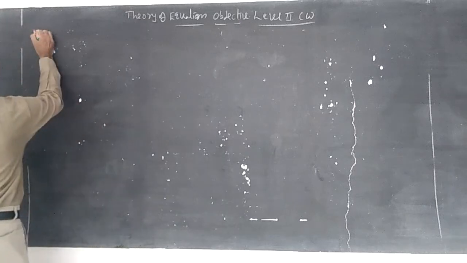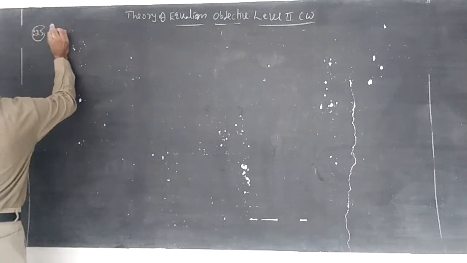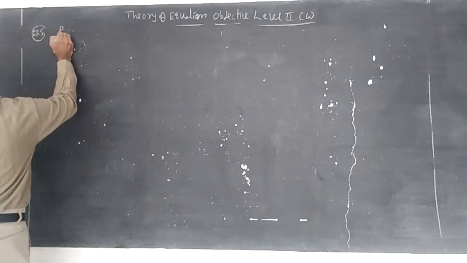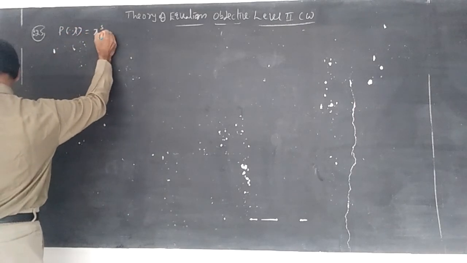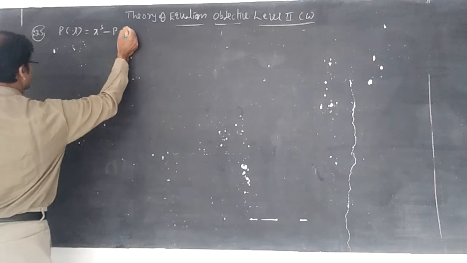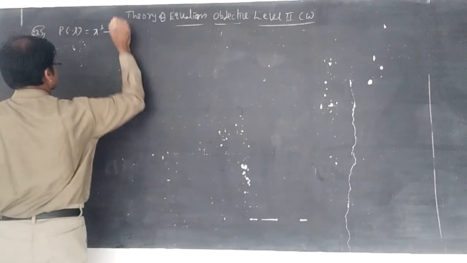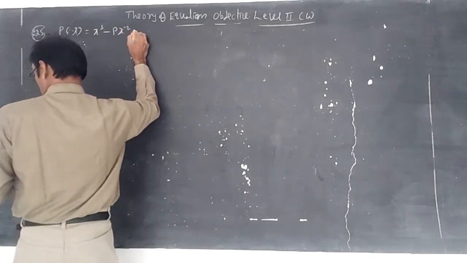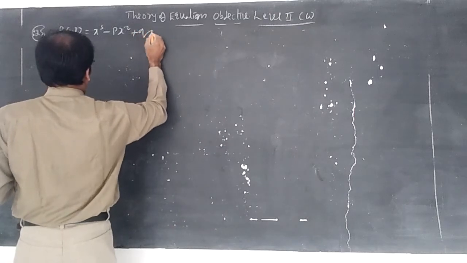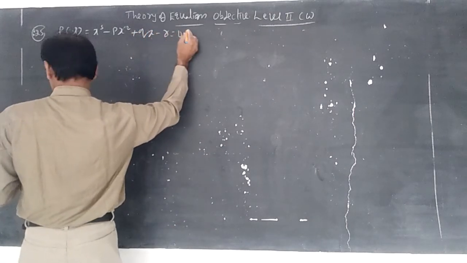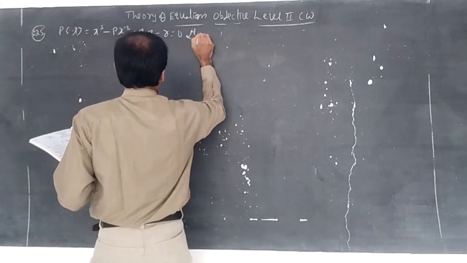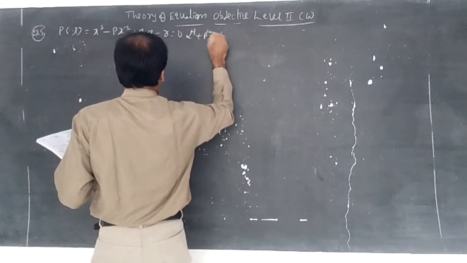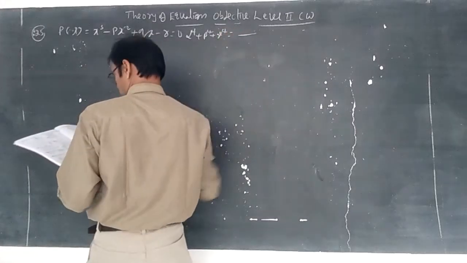Fifth one. If alpha, beta, gamma are the roots of f of x is equal to x cube minus px square plus qx minus r equal to 0, find S4. Then alpha power 4 plus beta power 4 plus gamma power 4 equal to dash.